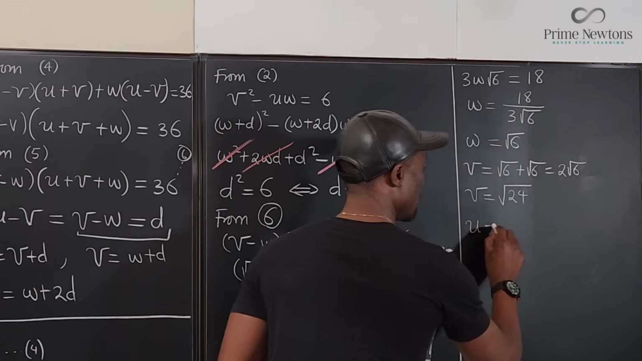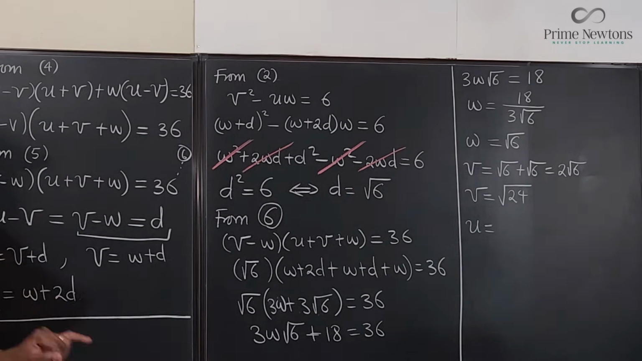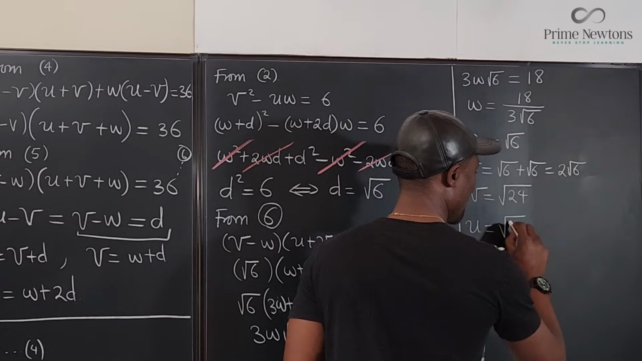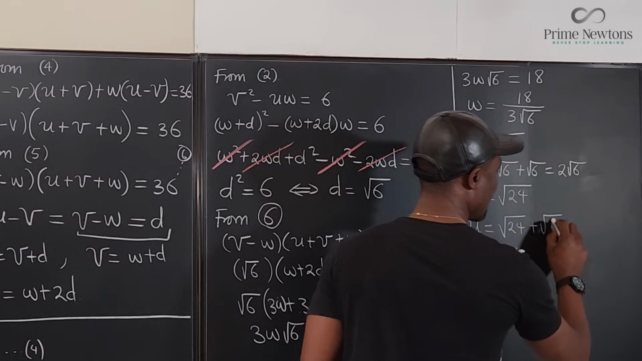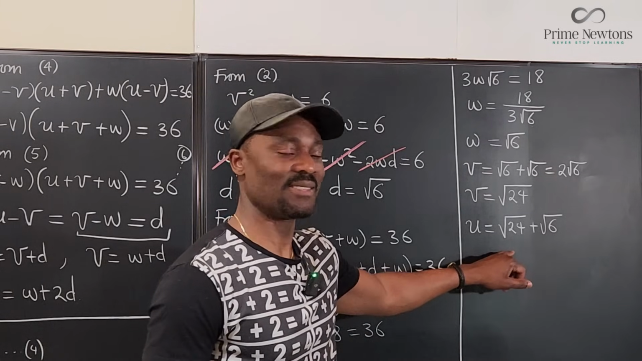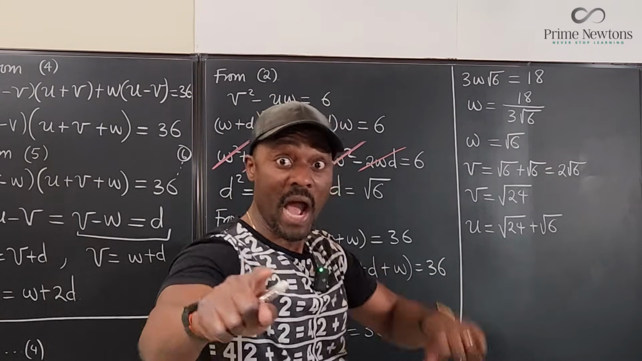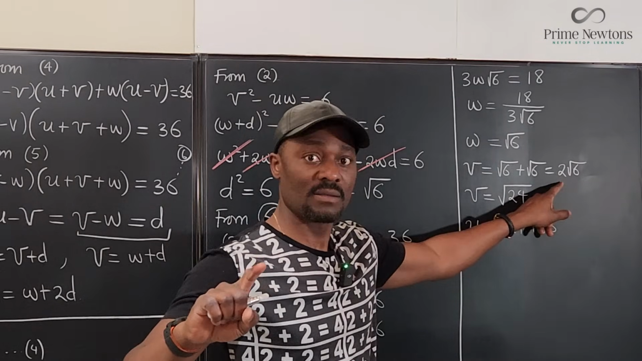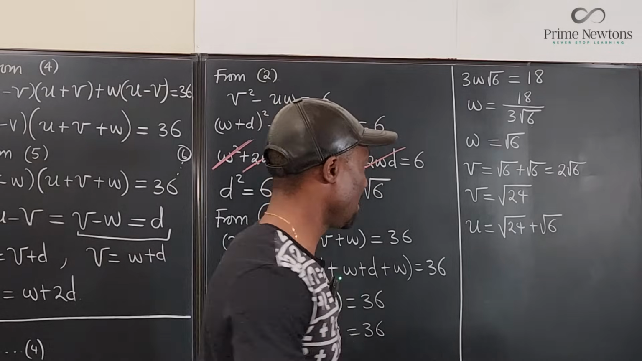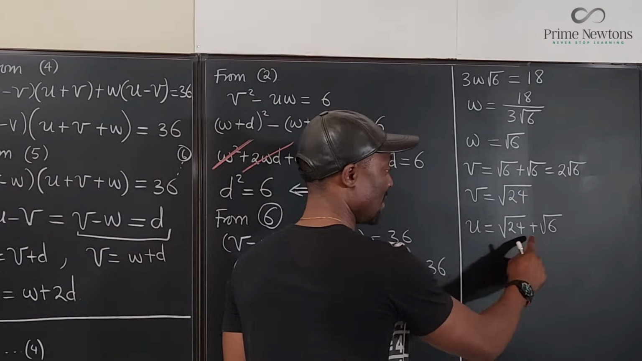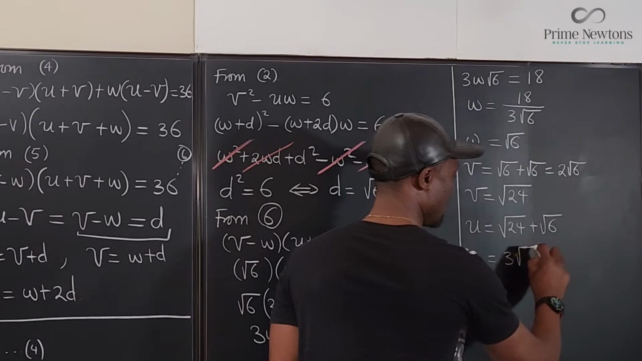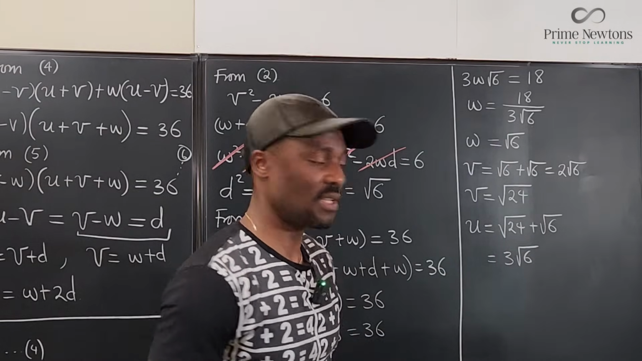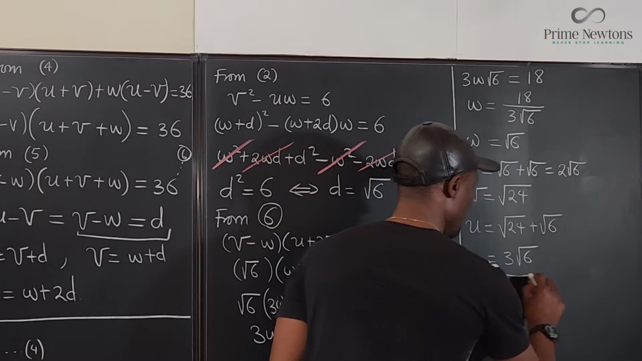And then u will be equal to v plus d. So it's going to be the square root of 24 plus the square root of 6. Maybe I don't want to use this strategy, because, oh, I got it. The square root of 24 is 2 rad 6. So 2 rad 6 plus rad 6 is going to be 3 rad 6, which is the same thing as the square root of, push the 3 under, you get 9. 9 times 6 is 54. So u equals the square root of 54.